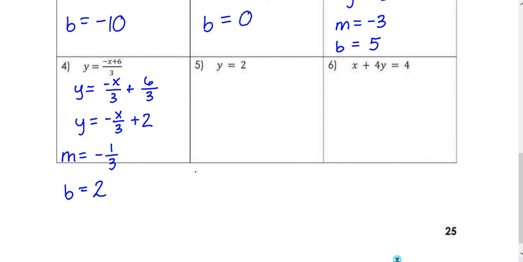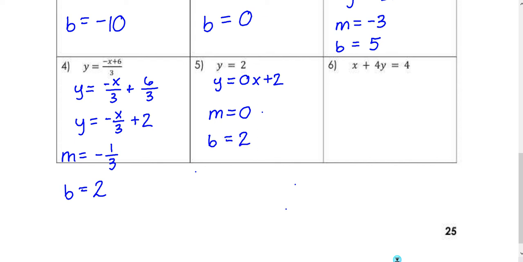For number 5, it's not quite in slope-intercept form because we're missing the slope. So I rewrite it just so I can see the slope, and I notice that my slope is 0 and my y-intercept is 2.